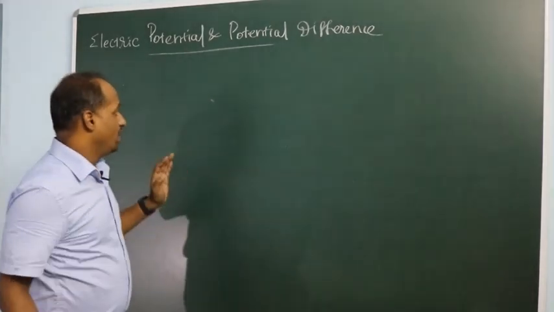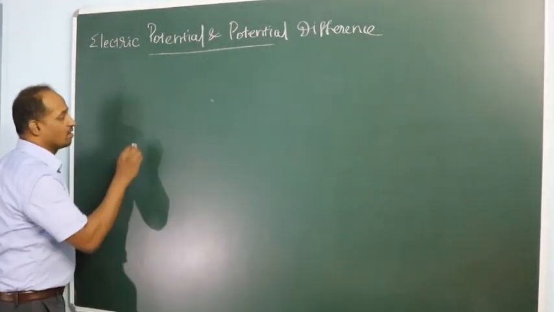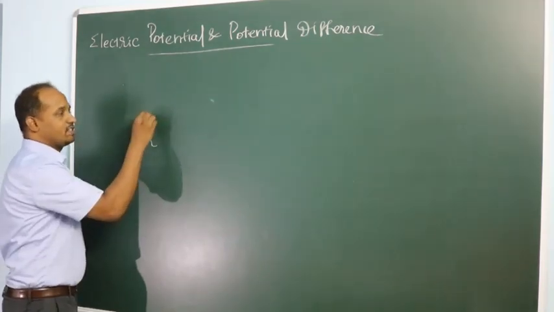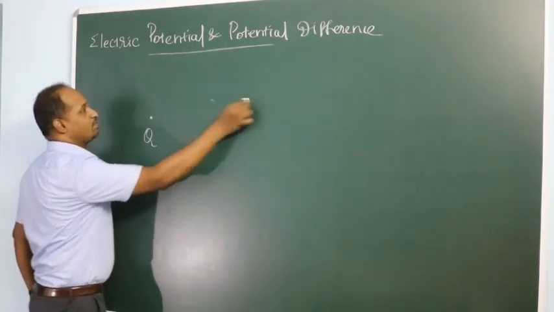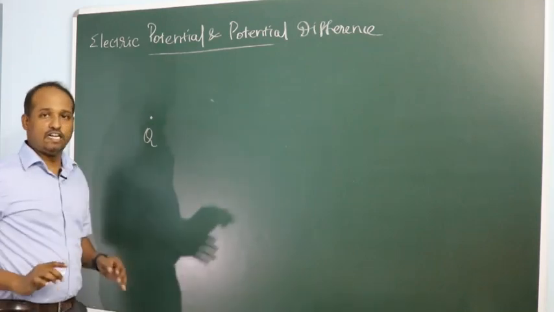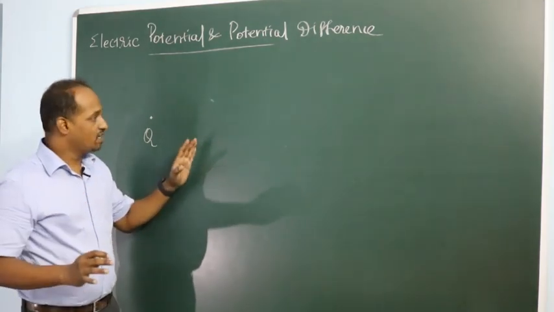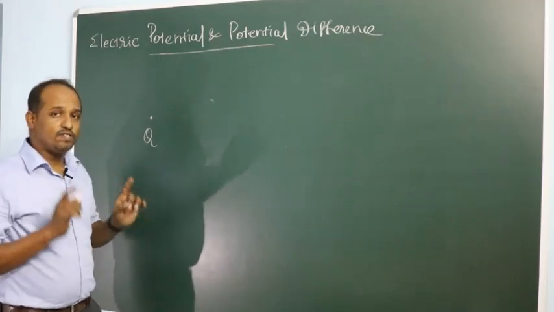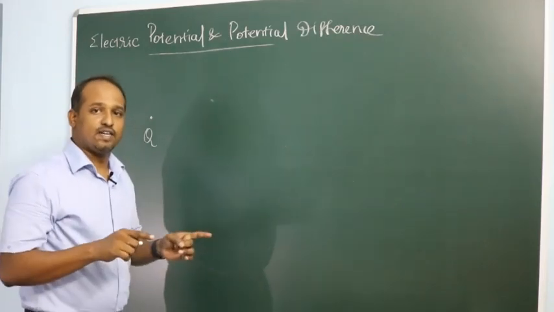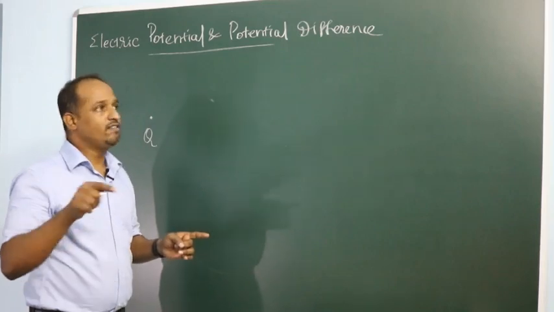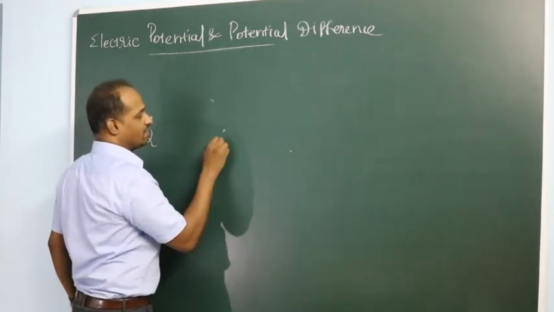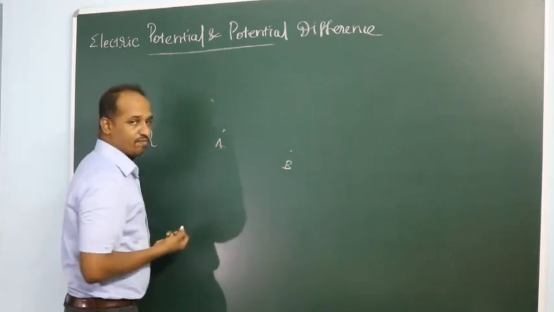So let me explain this using a small setup. There is a charge q at this point. This is a point charge, and surrounding this point charge there will be a field. In order to move any charge in this region, you have to do some work. Now first we are going to define the difference and then the absolute value. Suppose we consider 2 points here and here, A and B.